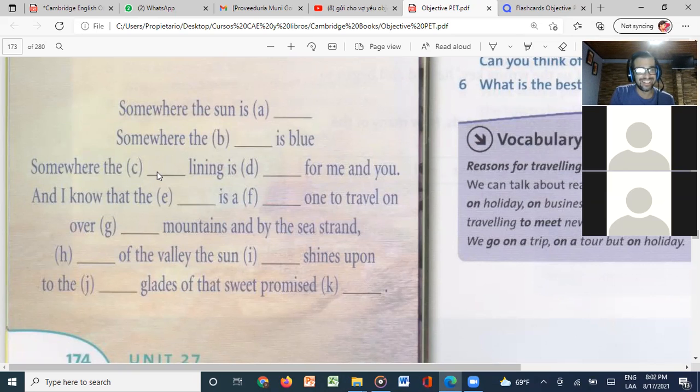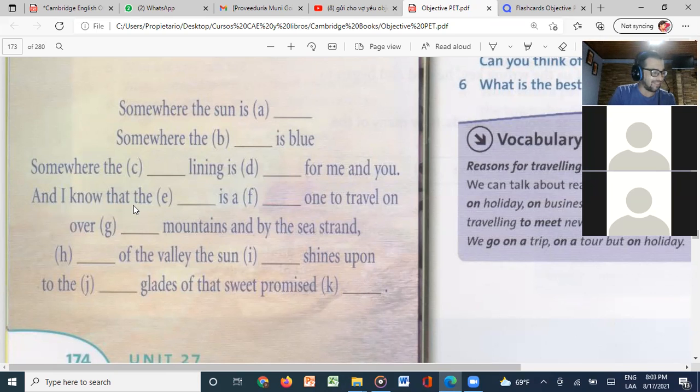And then, somewhere the... I don't understand that one. That one was difficult. It will be silver. Yeah, the silver lining. Lining is maybe, since they're talking about a river, when the sun hits the water, the color is silver, right? Now lining is shining. Shining, for me and you.